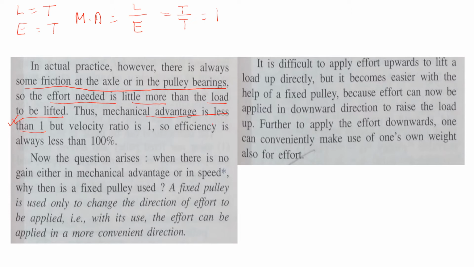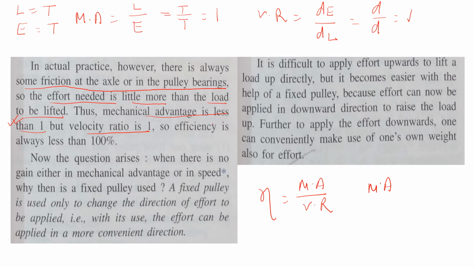But the velocity ratio is equal to the distance moved by the effort divided by the distance moved by the load. This is not changing. It is as it is, d by d, so it is equal to 1. So the velocity ratio is 1. From these two, the efficiency is equal to mechanical advantage divided by velocity ratio. As the mechanical advantage is less than 1, we are not getting efficiency as 100%. Efficiency is always less than 100%. It is not equal to 100%.